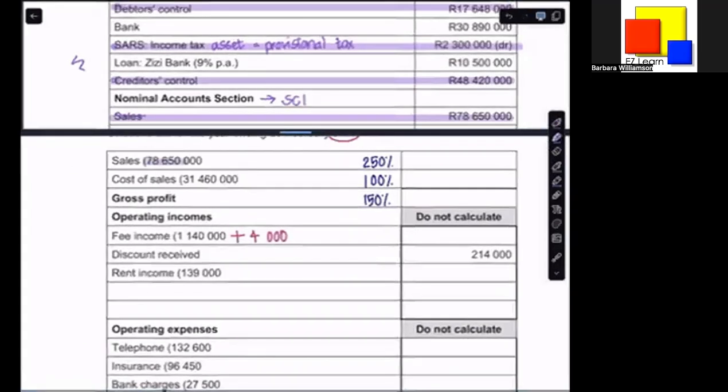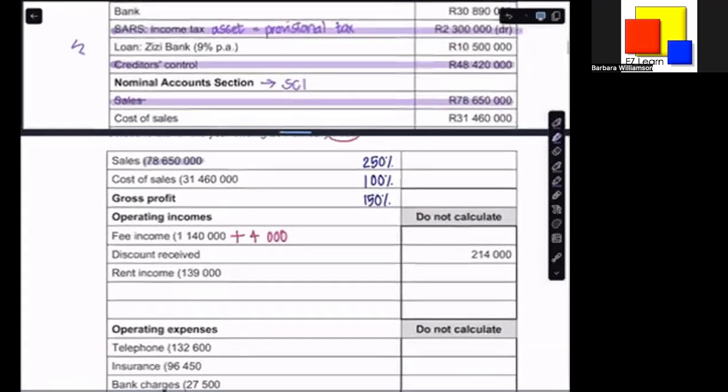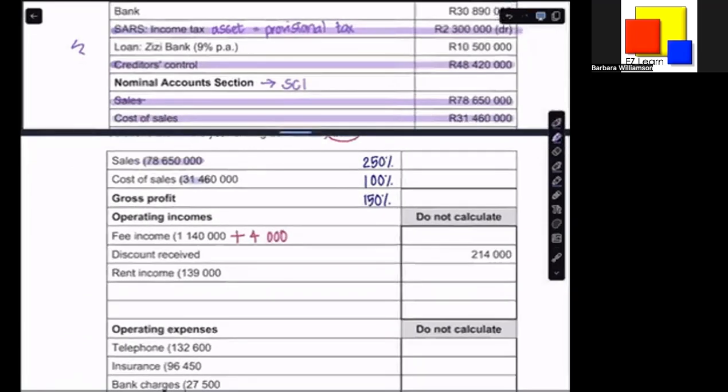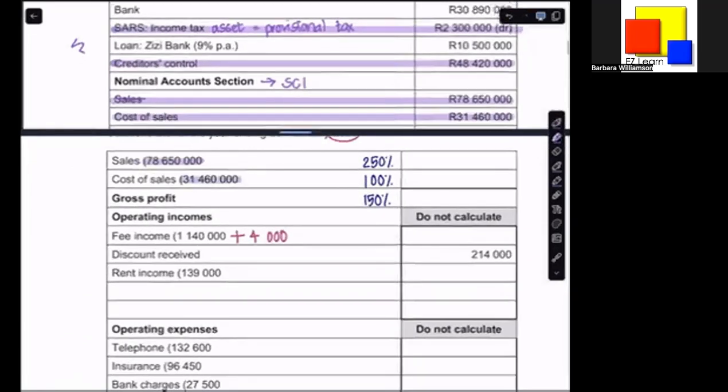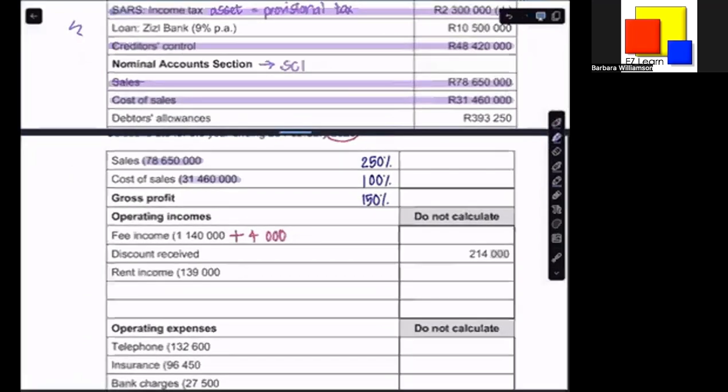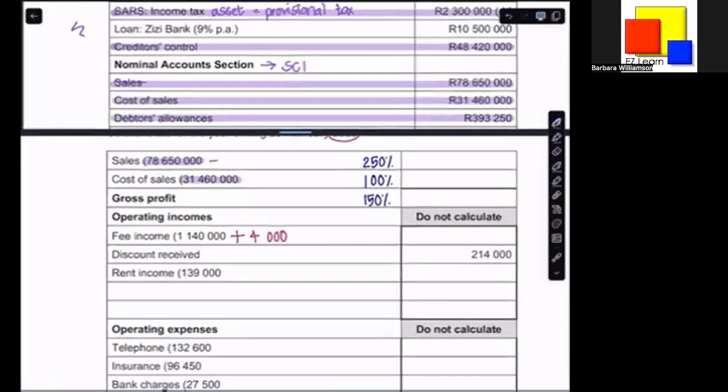It's always a good idea to check each one because very often something will pop up that you haven't actually thought of that they leave out, and you need to then go and adjust, like debtors allowances. Debtors allowances is one that they'll usually want you to put in yourself. Obviously, debtors allowances reduces the sales because it's the returns from customers and other credits. So we'll subtract it from sales.